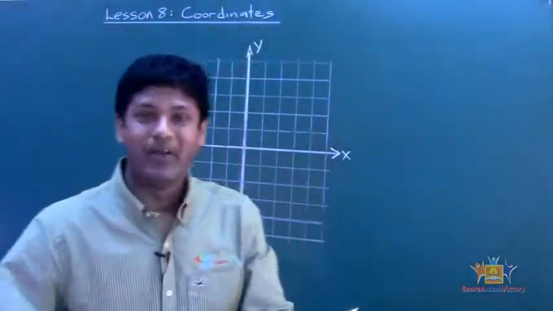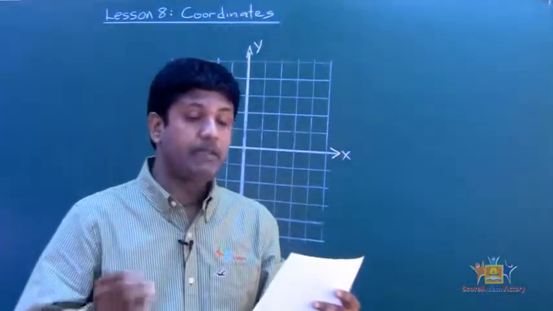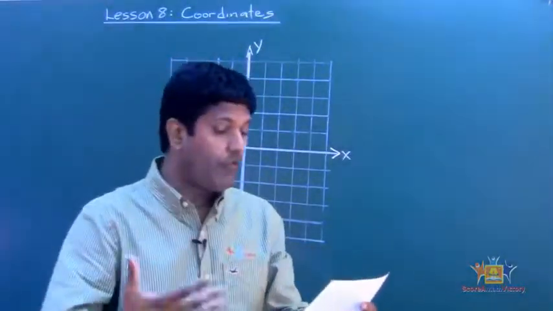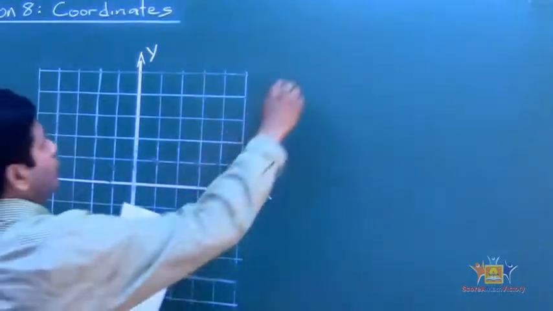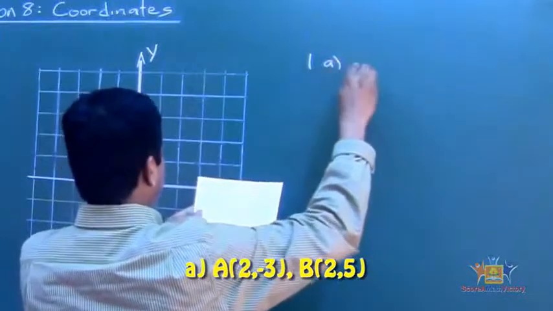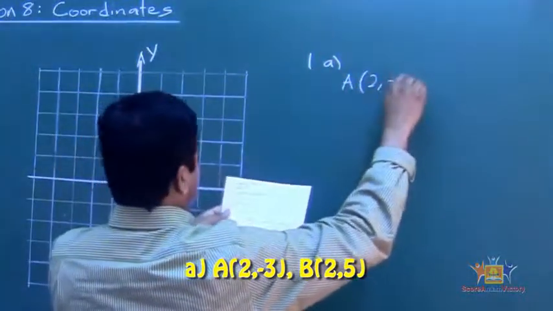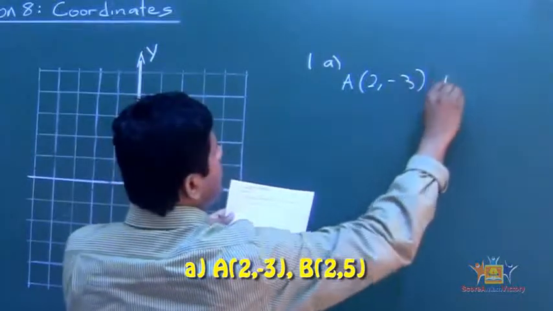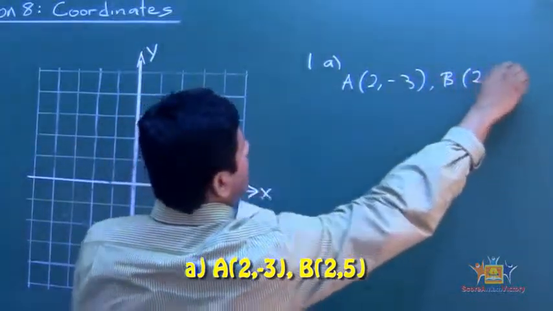All right, good. Let's do it together, okay? The first one, find the coordinates of the midpoint. So you're given 4 points. Let's do the first one, 1A. The given point for A is 2, -3, and point B is 2, 5. Okay, let's plot them.